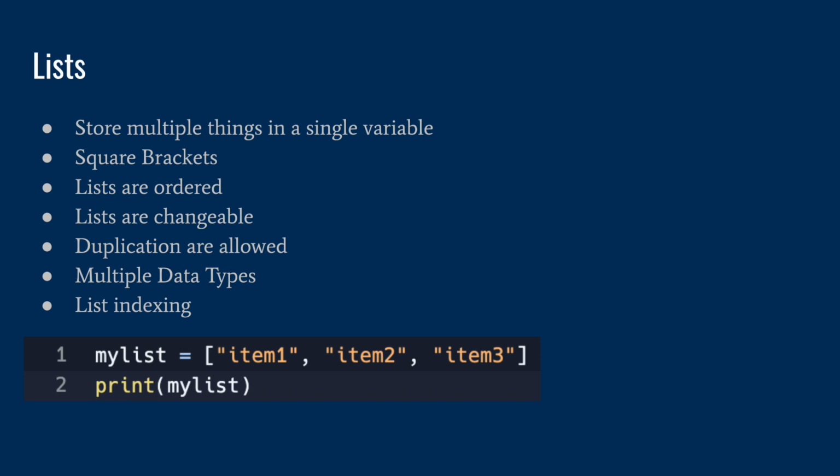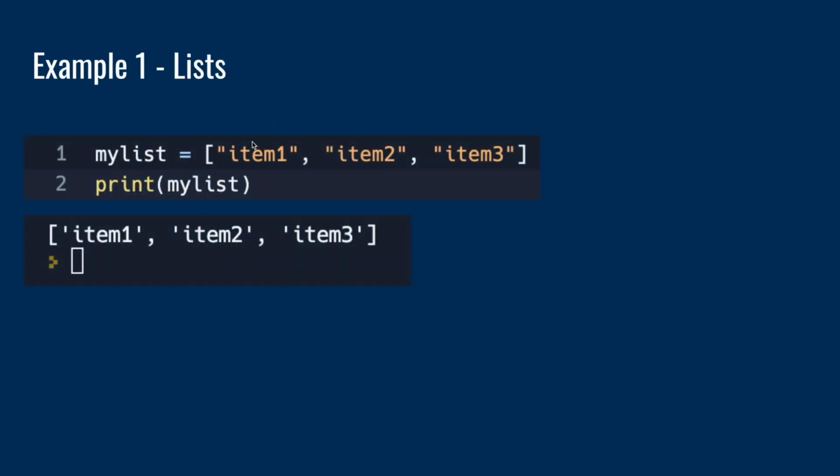List indexing. So every list is ordered, as I said, and each list is indexed. So this first value will have the index of 0. Then the next value will have the index of 1, then 2, and so on. And each value is separated by a comma. So this is the first, this is the second, and this is the third. In indexing, it's 0, 1, and 2.